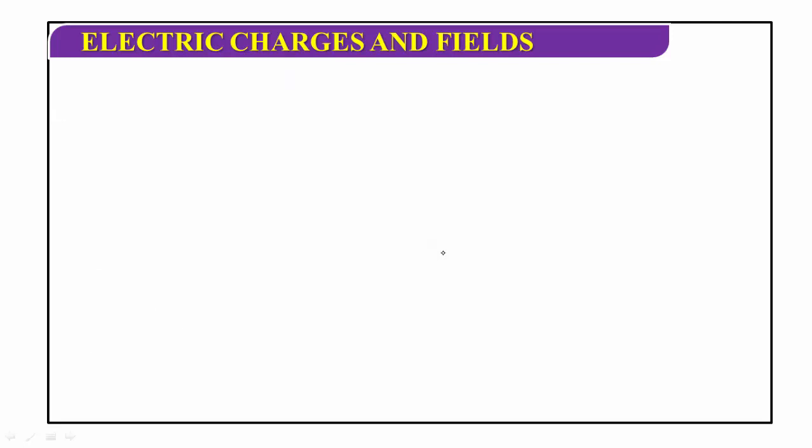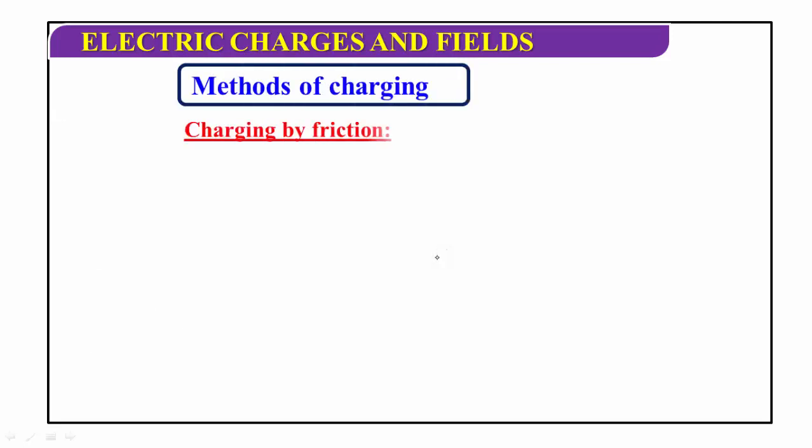Charging by friction. Friction means one body is rubbed against the surface of another body, or one body moves over the surface of another body, which opposes the motion of the body. Friction and its types, advantages of friction, disadvantages of friction, laws of friction, all these concepts you have already studied in your first PUC laws of motion topic.